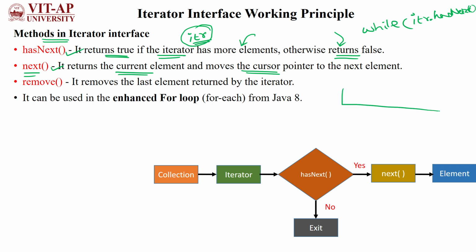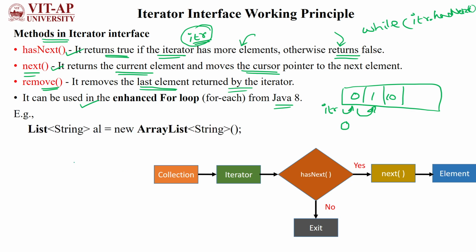For example, if you have elements like this stored in an array, and itr has control at the first element, it will return element 0 and then move the cursor to the next element. Likewise, remove is the method used to delete the last element returned by the iterator, which is also used in the enhanced for loop from Java version 8 onwards.